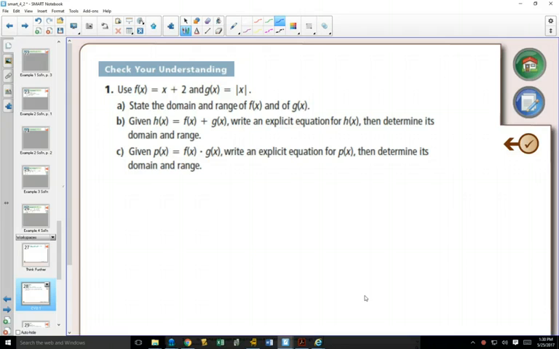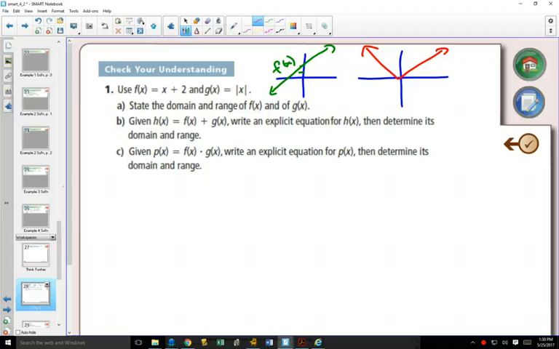So we're going to draw a quick graph of these. f of x, I'm going to draw here in green. f of x is x plus 2. That's just a straight line with a slope of 1. And g of x I'm going to do in red. That's your absolute value. Remember that from transformations? That graph looks like that.